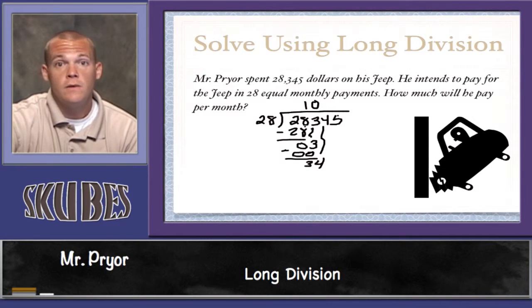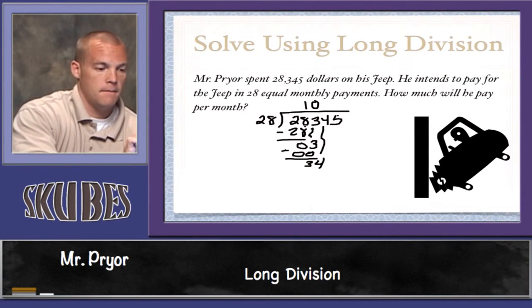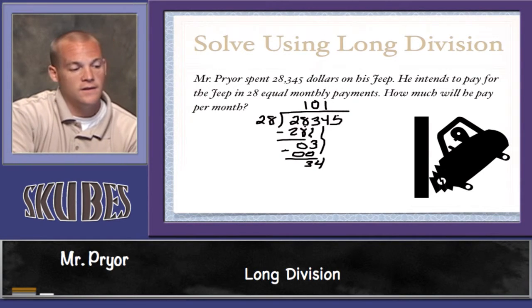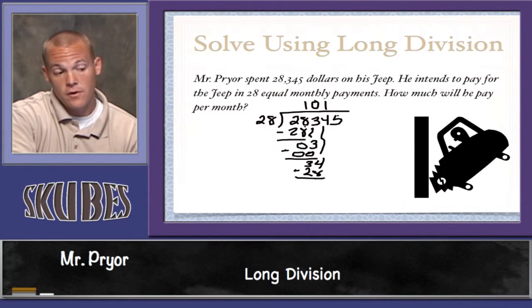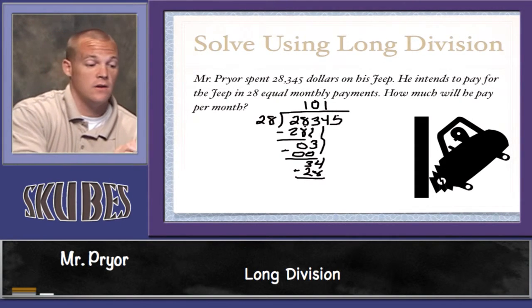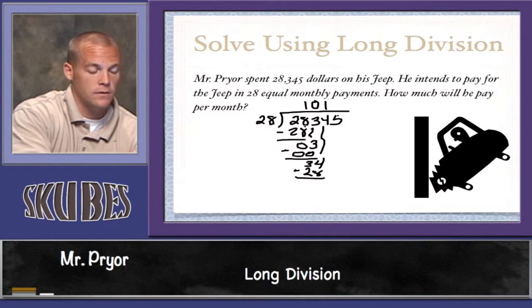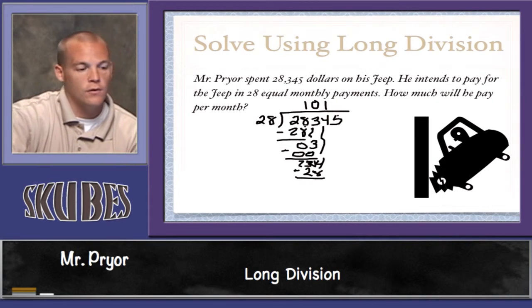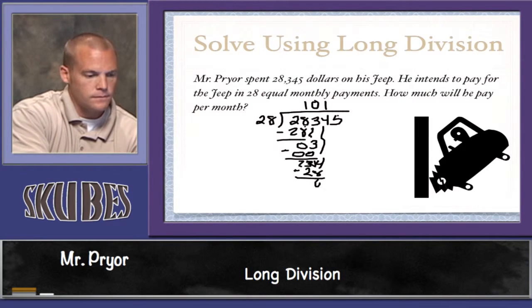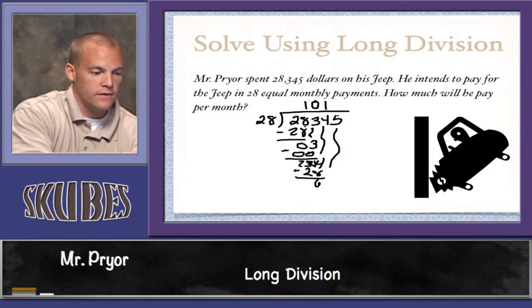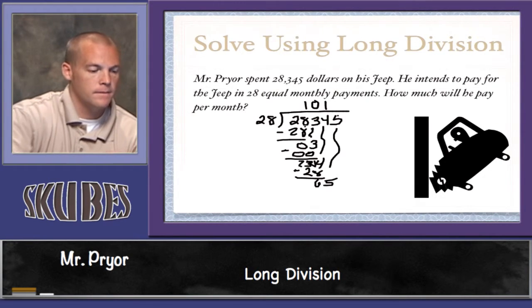Can 28 go into 34? Yep, one time. Only one time. So 1 times 28 is 28. We do a little subtraction there. Again, if you don't know what 34 minus 28 is, you need to go ahead and borrow, because 4 minus 8, you can't do that without borrowing, which is going to make the 4 a 14. 14 minus 8 is going to be 6. So go ahead and bring down the 5, the last value there.